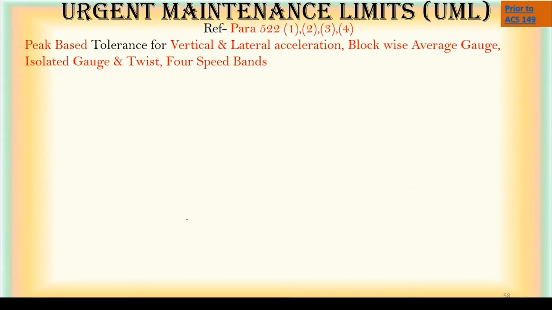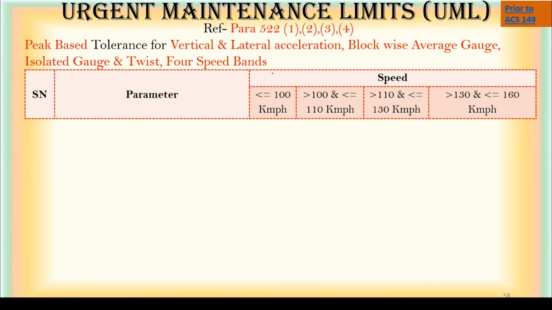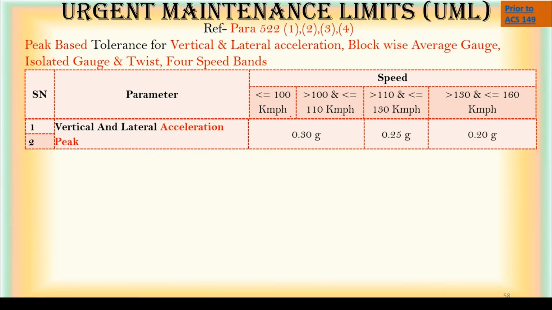And again, it is in 4 speed bands. You can see, 4 speed bands are this. Acceleration up to 110 kmph: if acceleration is less than 0.3 g, it's okay. If it is increasing more than 0.3 g, then we have to impose a caution order. In the 110 to 130 section, if a peak of more than 0.25 g is coming in acceleration, then we have to reduce the speed and we have to come in this range.